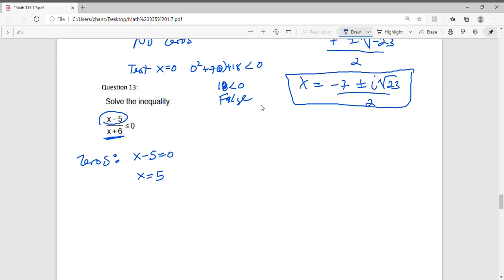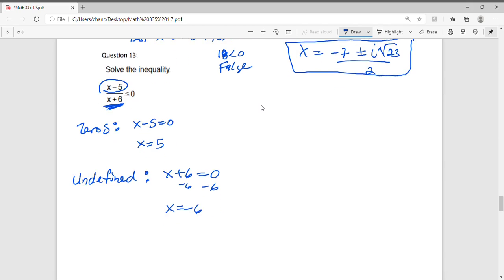Now for the denominator, this is not where we have a 0. This is where the graph is undefined. We have x plus 6 equals 0 is undefined because you can't divide by 0. And in this case, we have it being undefined at x equals negative 6. Now when I draw my number line, at 5, it's a closed circle because of this symbol. It's a less than or equal. But at negative 6 is an open circle because it's undefined. You can't divide by 0.